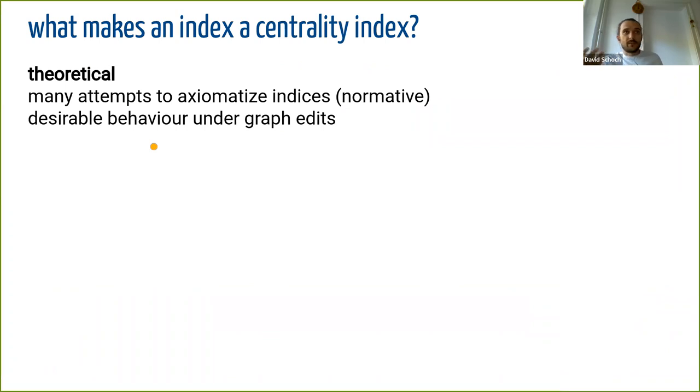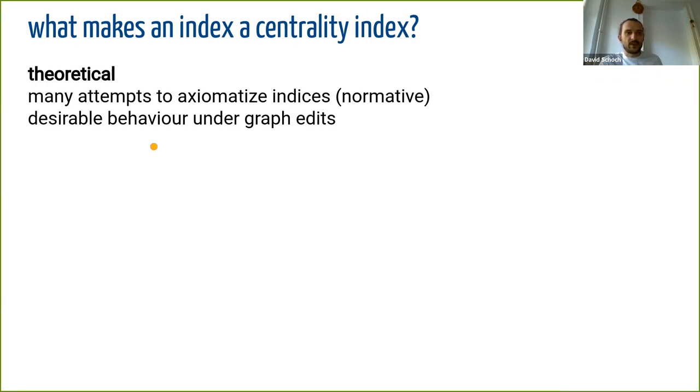But, well, structural importance is a very ambiguous term. But we can't just use arbitrary functions and throw them on a network and then call it a centrality index. There must be something that makes an index that measures structural importance. There have been a lot of tries to find a way to define what makes an index.